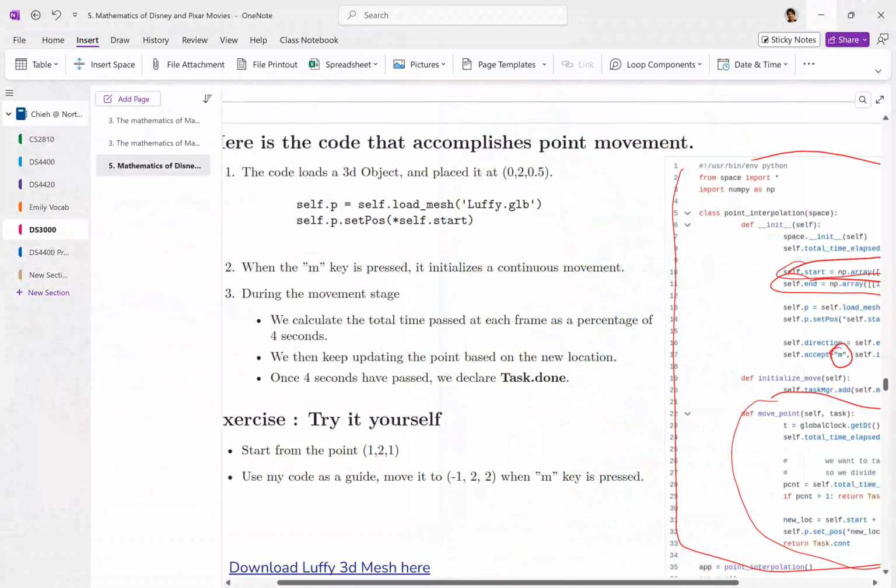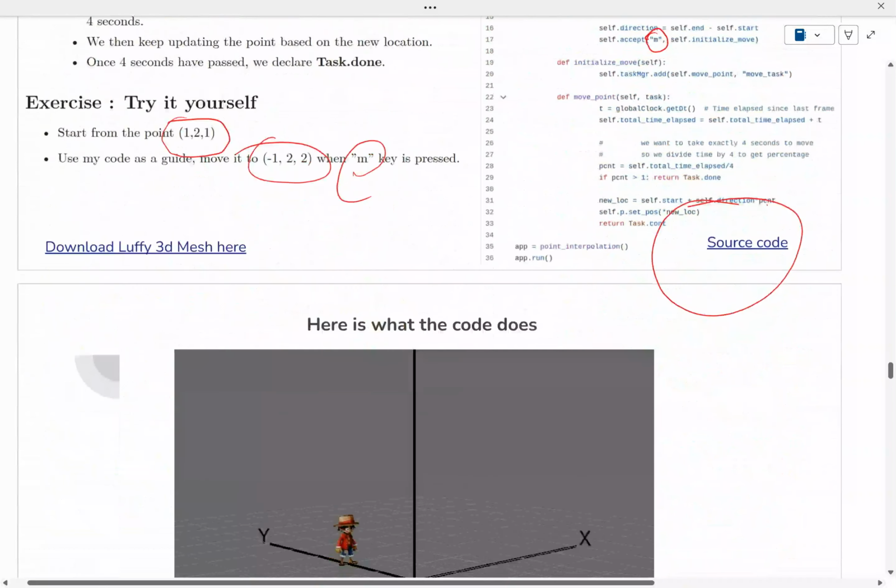Anyways, I want you to essentially download what I've done. I want you to download the code. I already gave you the example code, so you can start with the example code. And now you want to move the starting point from here to here when the M key is pressed. So I want you to try out coding this. And this is the result, that it will move after you press the M key. All right, pause the video, do this exercise. I am going to move on.